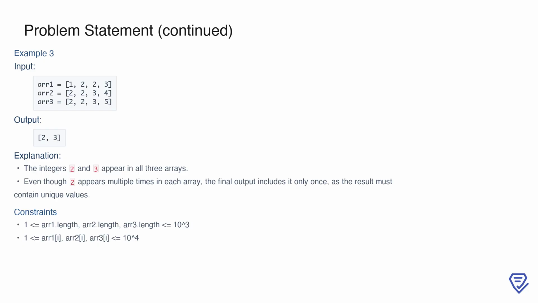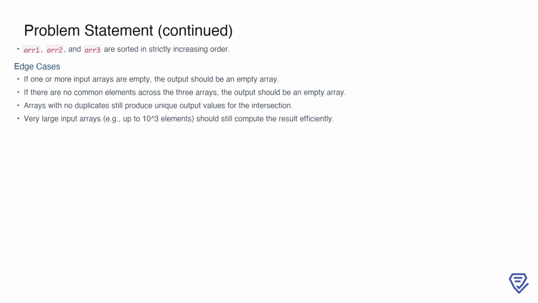Additionally, the constraints for the problem include that the lengths of the arrays can go up to 10 cubed, and the elements within the arrays can range from 1 to 10 to the power of 4. This means that the solution should handle relatively large inputs efficiently. It's important to note that the arrays ARR1, ARR2, and ARR3 are always sorted in strictly increasing order. This property is key to designing an efficient solution.